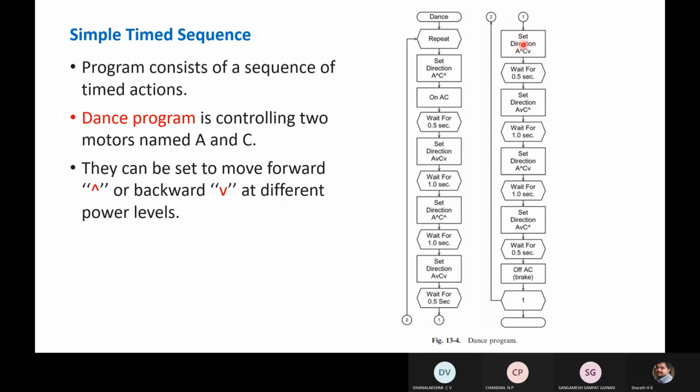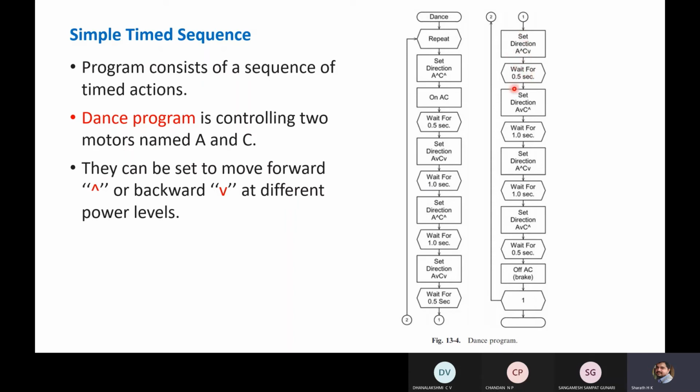Next, we are changing the direction such that motor A is in forward direction, whereas motor C is in reverse direction. That means one drive will take the robot forward, and another drive will take the robot in reverse direction. It may result in turning. Since one is in forward and another is in backward direction, it will result in a turning movement. Next, wait for 0.5 seconds.